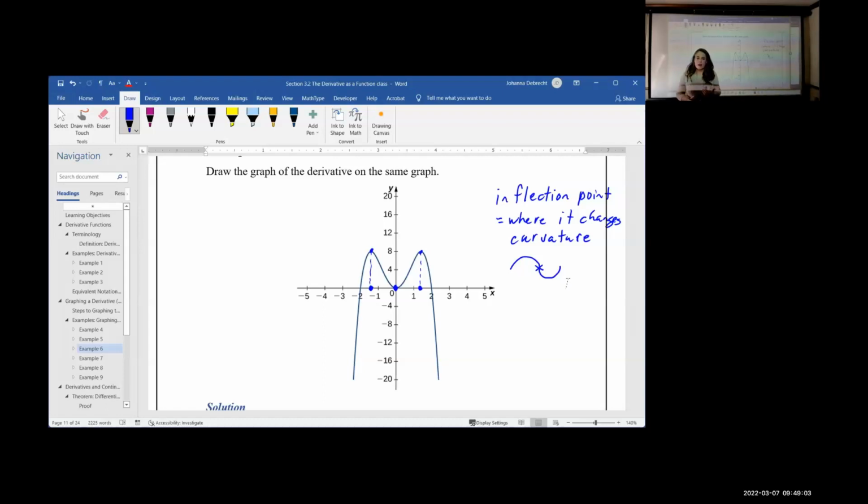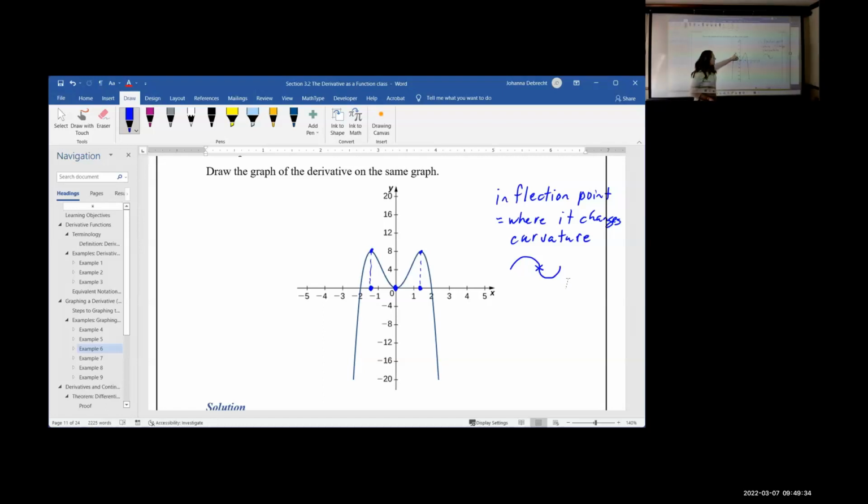Now, it's kind of hard to eyeball where those are, but you just do the best you can. And as long as it's reasonable, then I'm going to accept it. So there has to be a place where it does that between negative 1.5 and 0.5, because it's cupped down definitely at negative 1.5. And at 0.5, it's already cupped up. So somewhere in here, it changes curvature.